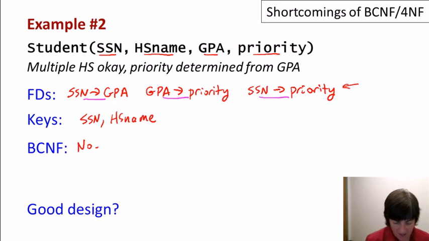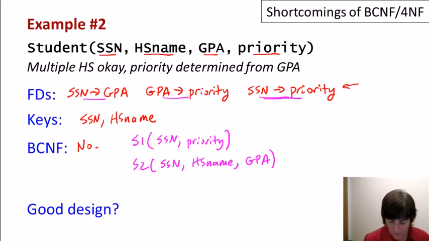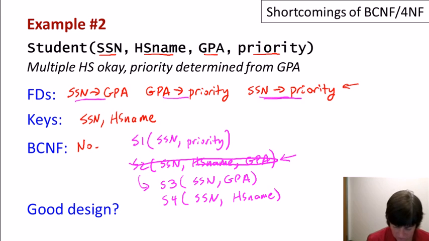So let's go ahead and do the decomposition. We'll decompose into S1 and S2. Let's start with Social Security number determines priority. Then we'll have Social Security number and priority in S1, and in the other one we'll have all the remaining attributes and the left-hand side: high school name, and that would be the GPA. Then the second one still needs to be decomposed further, so that one will become S3 and S4. S3 will have the Social Security number and the GPA based on the first functional dependency, and then S4 will have the Social Security number and the high school name. And then we take away S2.